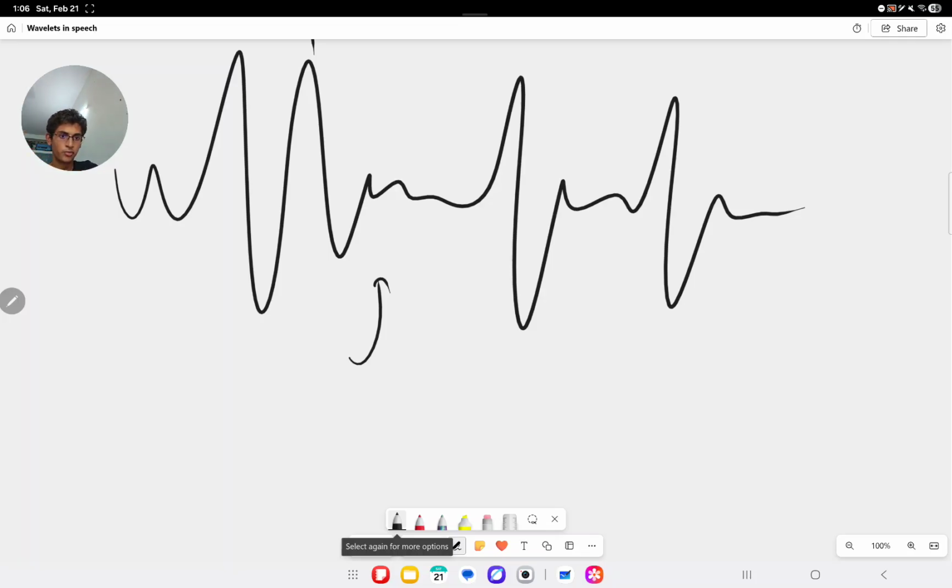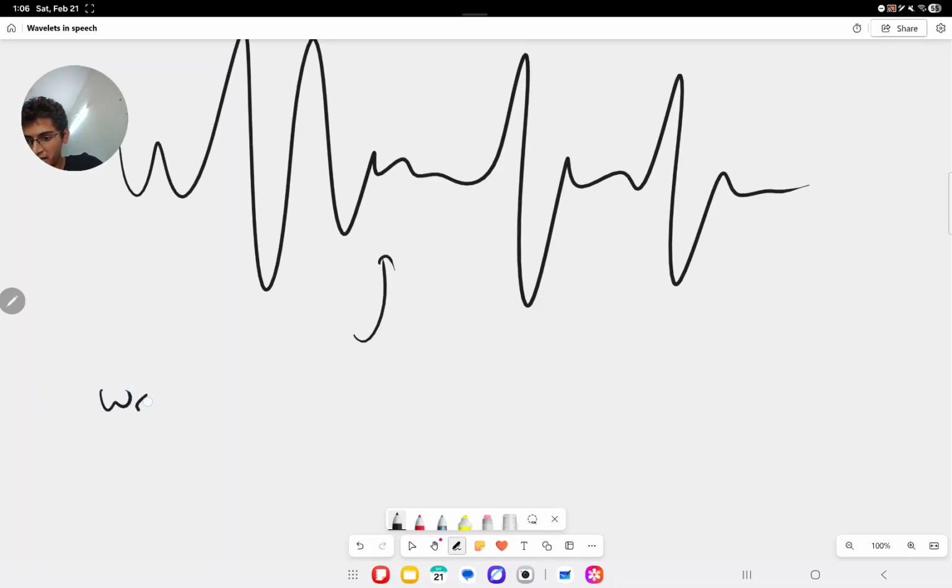So because of that, wavelets are very good at capturing transients. And what are transients? Fast changing oscillations, something that's changing over time, which is not really constant with respect to time.